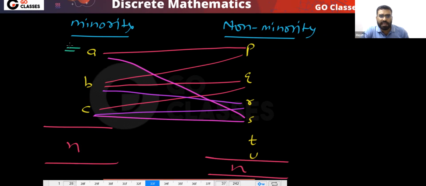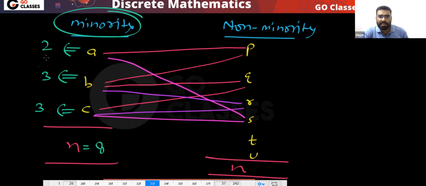For example, A studies with 2 non-minority people, B studies with 3 non-minority people, and C studies with 3 non-minority people. So this total number will be 8. So the minority people have 10 study partners in total, and 8 study partners in the non-minority community. Now this one studies with 2 people, this one with 2 people, and so on. So that is also the total.